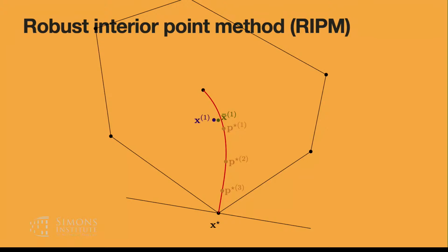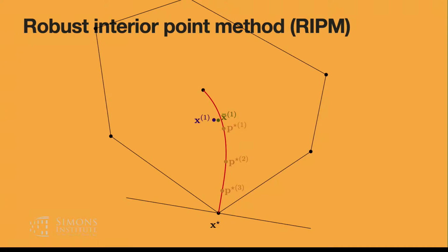Okay, and in robust interior point methods, what we do is a little bit different. We have our initial feasible point in the polytope, and we also keep an approximation of the solution. So x1 is our current solution, and x bar 1 is the approximation to the current solution. This is going to be a coordinate-wise approximation. Now we want to move. Basically, x1 corresponds to this point p star 1 on the central path, and now we want to move closer to p star 2.